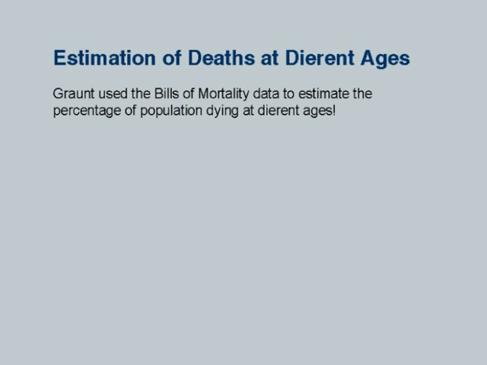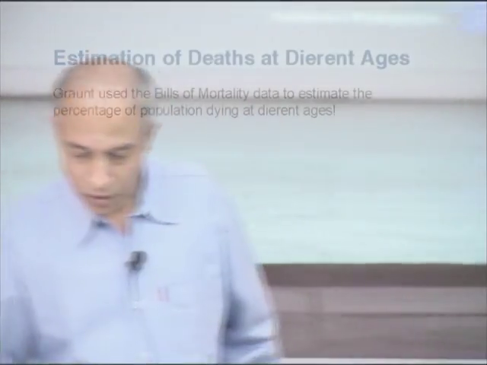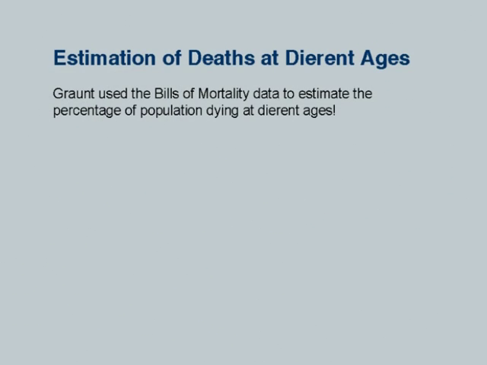So in the remaining time, I would like to talk about how some of the data collected led to model construction or inferences. Okay, a little bit about it. It's all taken from chapter 1 in this book. I have not added anything. I thought the first day I will restrict myself to what is in the book, first chapter. So Graunt used the bills of mortality data to estimate the percentage of population dying at different ages.